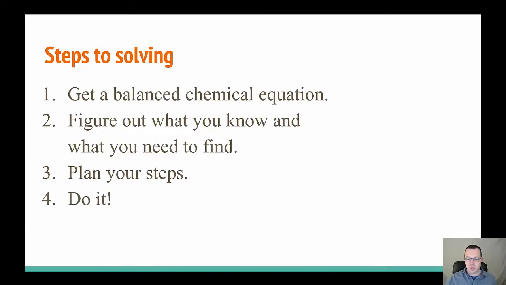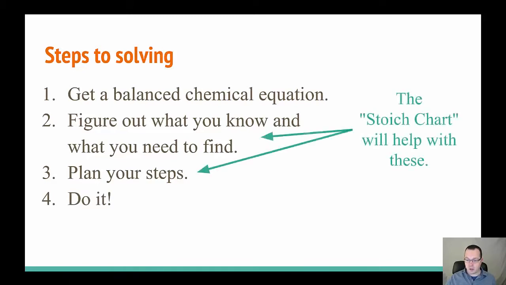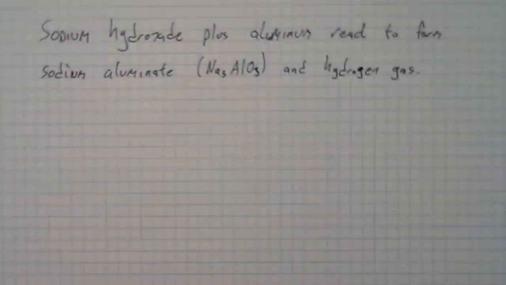In my other videos, I've shown you how to use what I call the Stoich chart. The Stoich chart is great in helping you to figure out what you need to know, what you need to find, and how to get from A to Z. It's not going to give you a balanced chemical equation, and it's not going to do the math for you, but it does help you organize everything and get going. All right, let me go over to my notebook. Okay, so here we are.